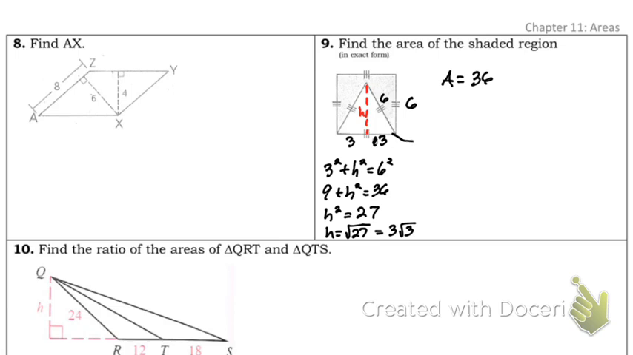So the area of this triangle is going to equal half our base. Our base was 6, times our height, which is 3 square root of 3. That's going to equal 3 times 3, which is 9 square root of 3. The area equals 36 minus 9 square root of 3.